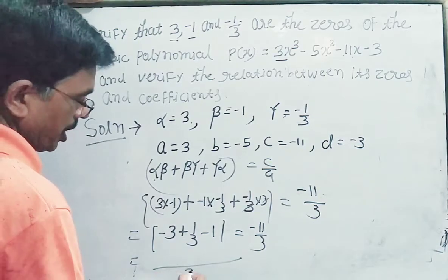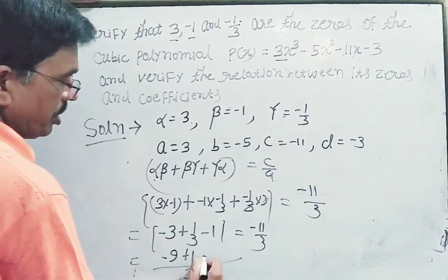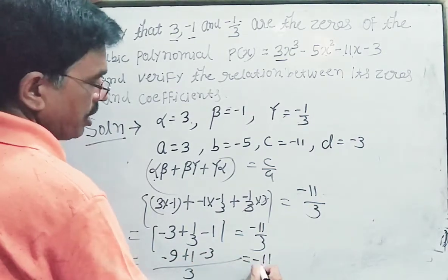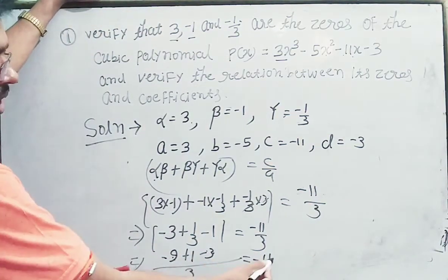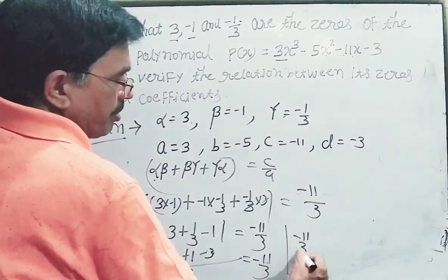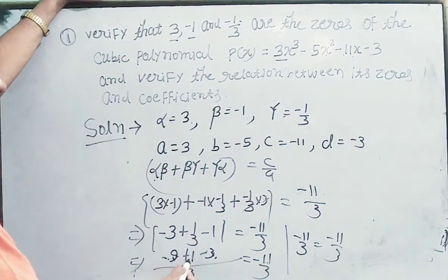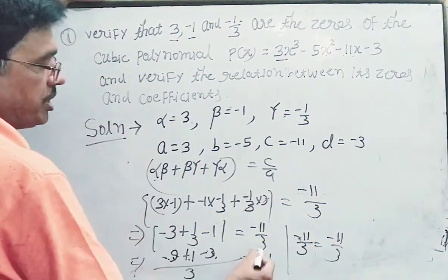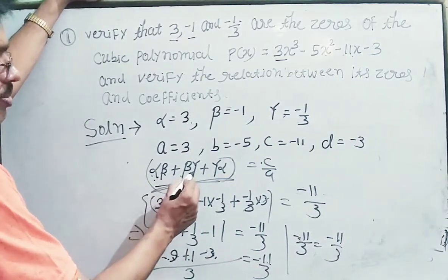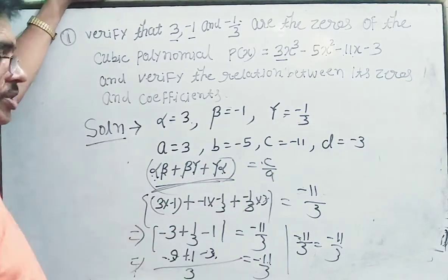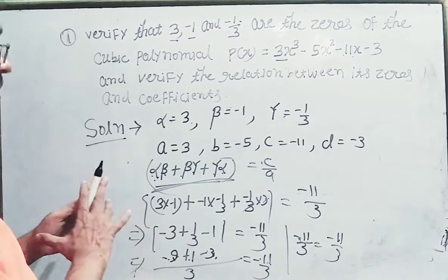Take LCM. LCM is 3. Here is minus 9. Here is plus 1. Here is minus 3. What you get here? Minus 9 minus 3 minus 12 plus 1, that is minus 11 by 3. So you write here minus 11 by 3 is equal to minus 11 by 3, because minus 9 minus 3 minus 12 plus 1 is minus 11 by 3, and C by A is also minus 11 by 3. That means the second relation, alpha into beta plus beta into gamma plus alpha into gamma is equal to C by A. So first we find alpha, beta, gamma and then A, B, C, D and substitute their values only.